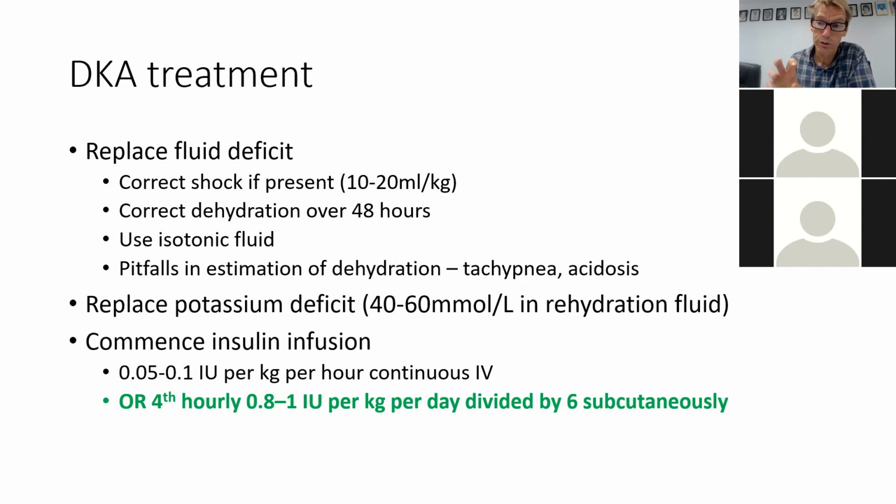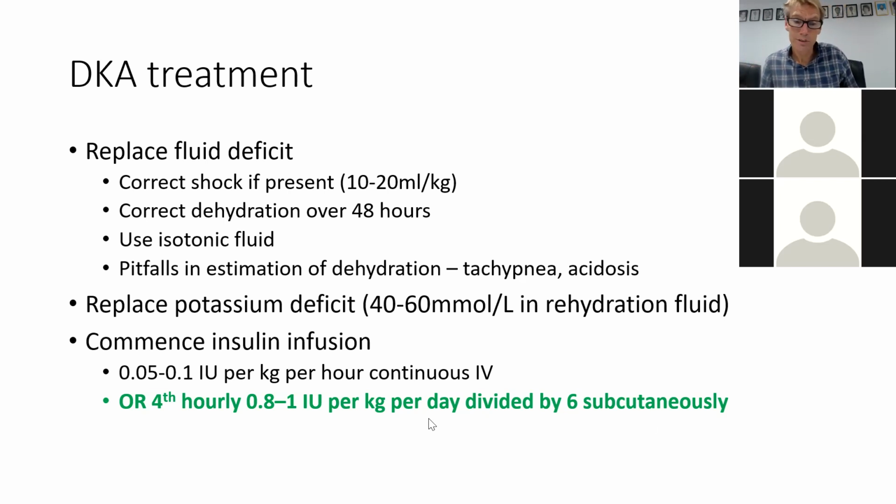Usually it's 50 units of insulin in 50 mils of normal saline, and you put that in the syringe driver. Most children shouldn't be running the insulin at like 10 mils an hour. It's usually about 1 or 1.5 mils per hour. If you have to run it at high rates, then maybe you've got the calculation wrong.